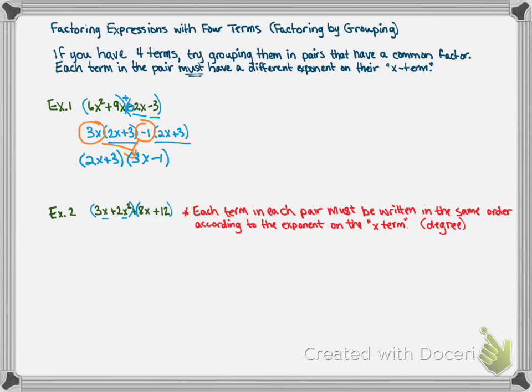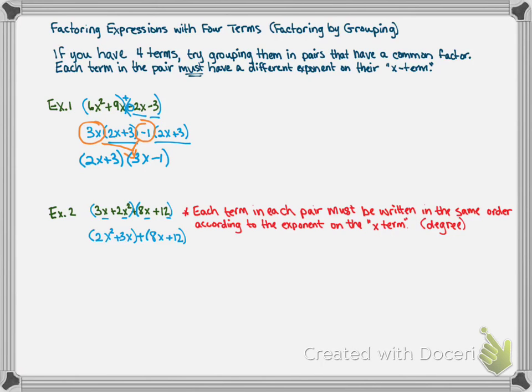So here we've got the x term and then the x squared term. We've got the x term and the constant term. So in the first pair, we're going up in degree. The second pair, we're going down in degree. And they both need to be in the same order. So we're going to rewrite the first pair so that it's going down in degree. So 2x squared plus 3x. And we still have our second pair as 8x plus 12.